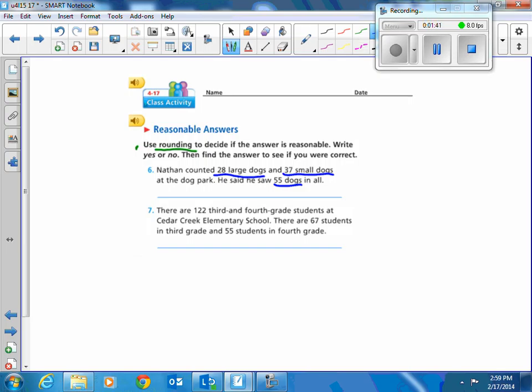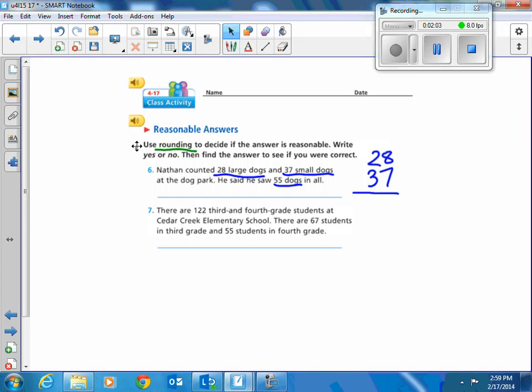Okay, so he's saying he saw 55 dogs in all. That means that he added them together, right? Those are our clue words. How many? He saw 55 dogs in all. All right? Well, let's make sure and check to see if that's reasonable. It says to use rounding, right? Well, I'm going to write out 28 and I'm going to write out 37. I know he added that, right?